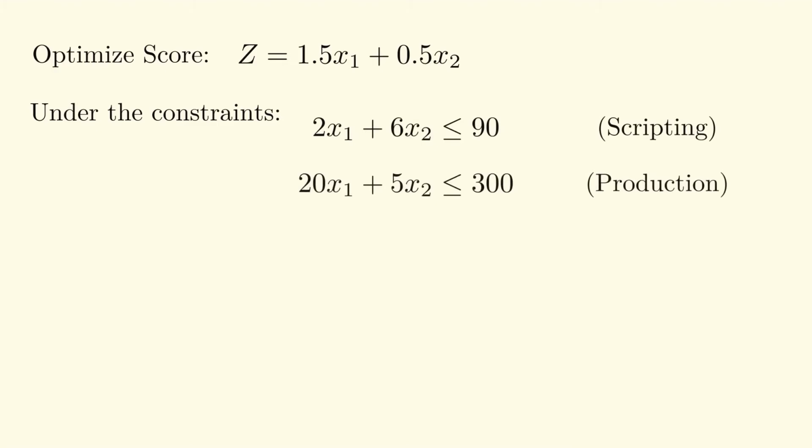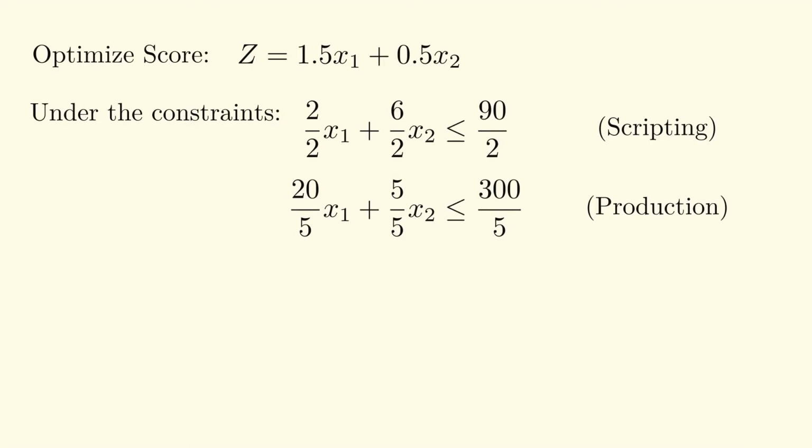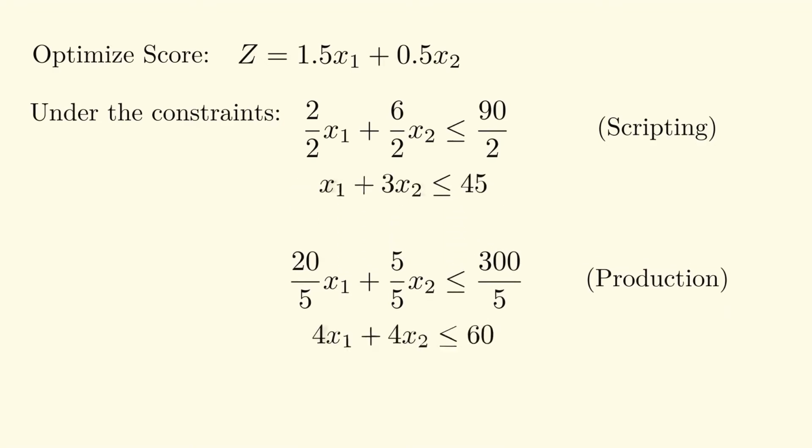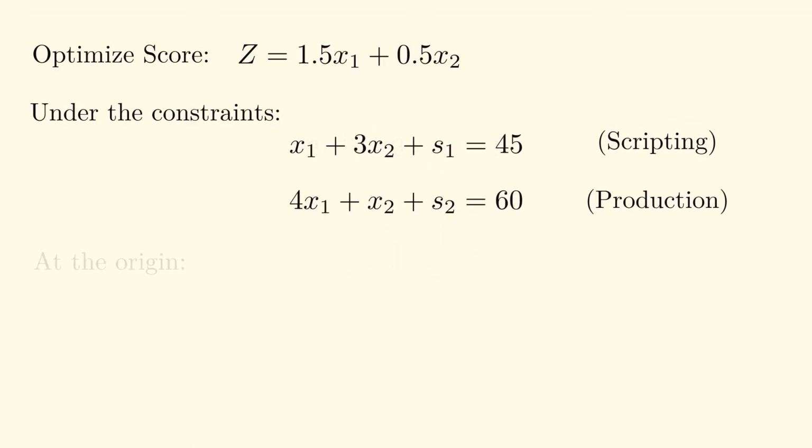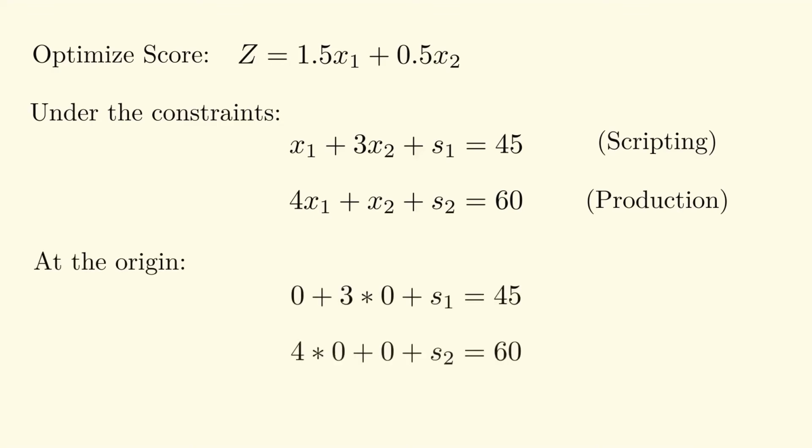Now to see how the third step is actually done, let's solve our math video time division problem, which needs a better name, but this will do for now. We simplify our constraints by dividing both sides by common factors and then add slack variables to get the equations. At the start of the algorithm, we are at the origin where all xi are equal to 0, thus all slack variables are the basic or the non-zero variables.